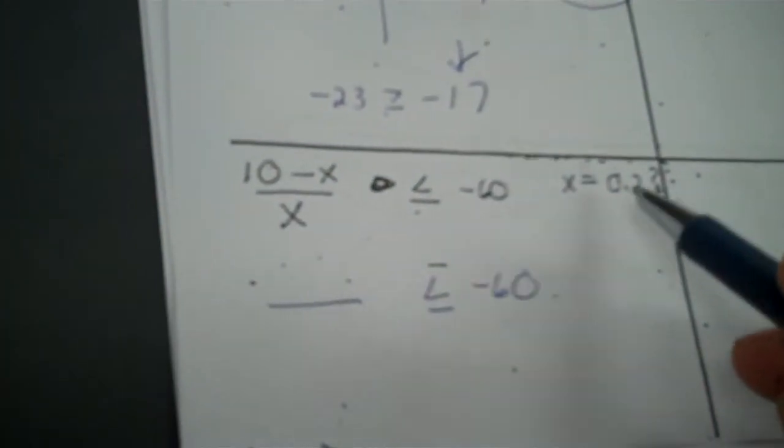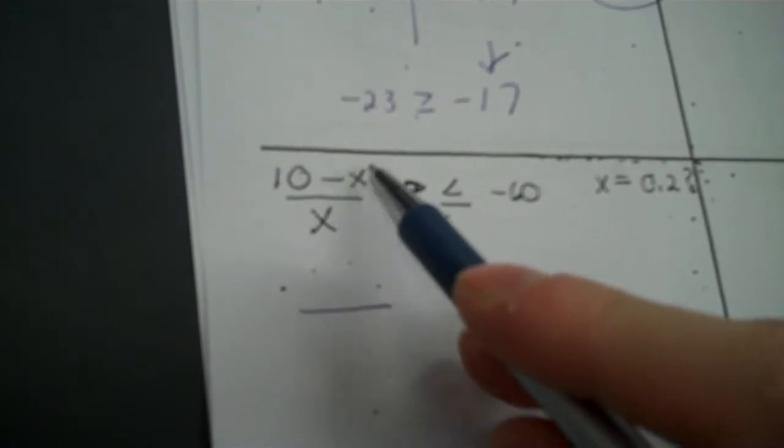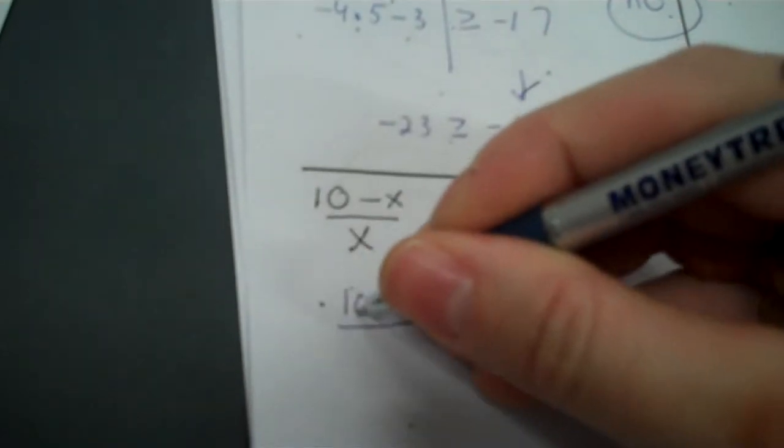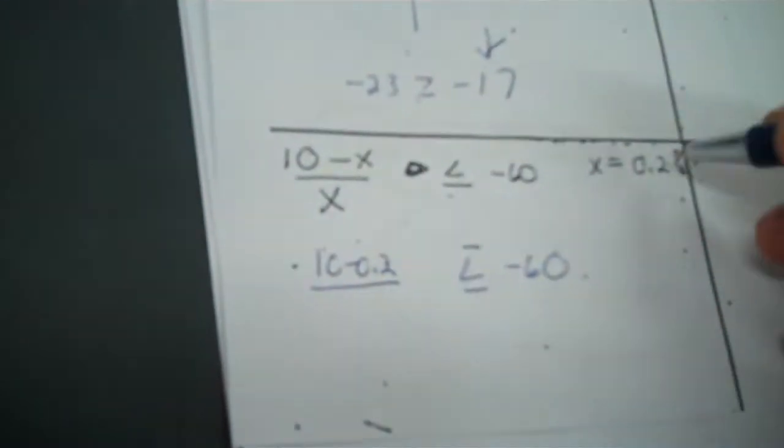Okay, 10 minus x divided by x less than or equal to negative 60. So both the x's I substitute 0.2 here and here. So on top 10 minus 0.2, on bottom 0.2. Now there's no multiplication, but what you do need to do is figure out what the top is first before you divide. So 10 minus 0.2 is 9.8. Then I take 9.8 divided by 0.2, and I got 49.